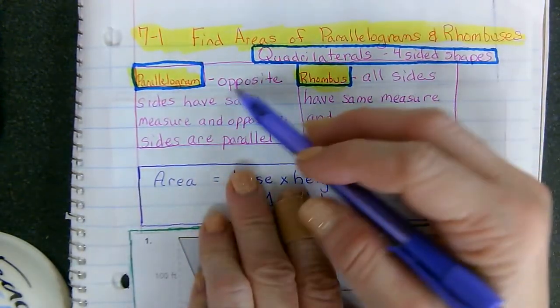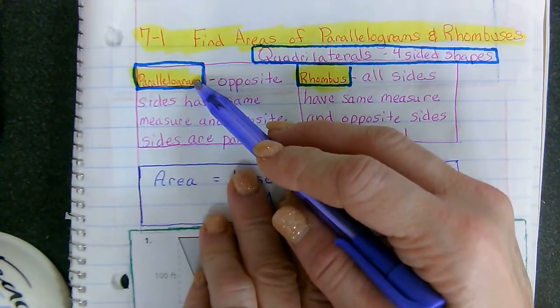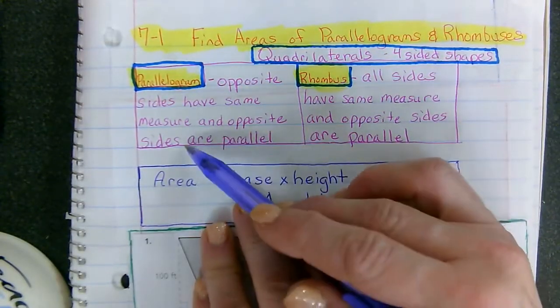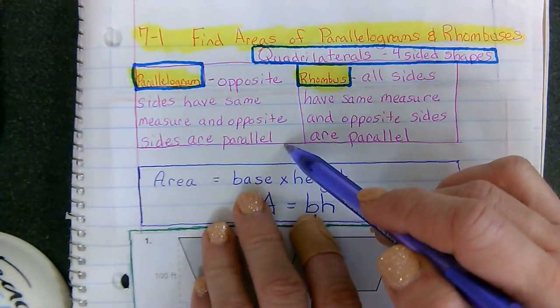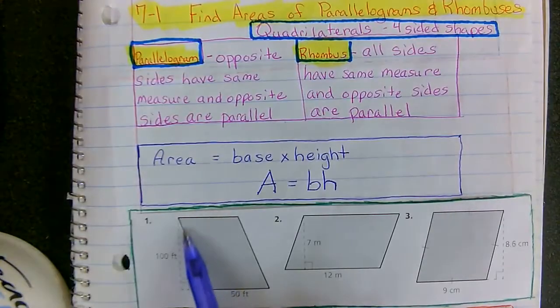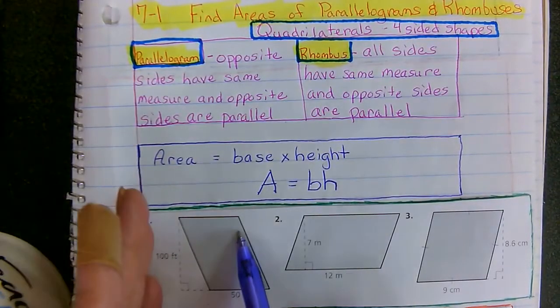And we're going to start off with a parallelogram, and the rules for a parallelogram are opposite sides have the same measure and opposite sides are parallel. If you don't remember what parallel means, it means the sides opposite of it, like this down here, would never run into each other.